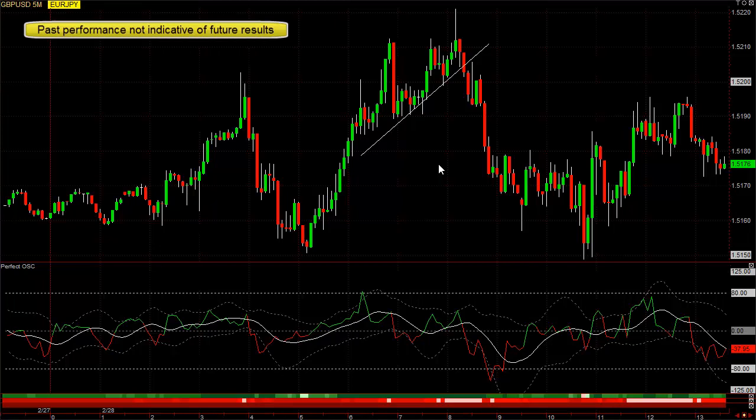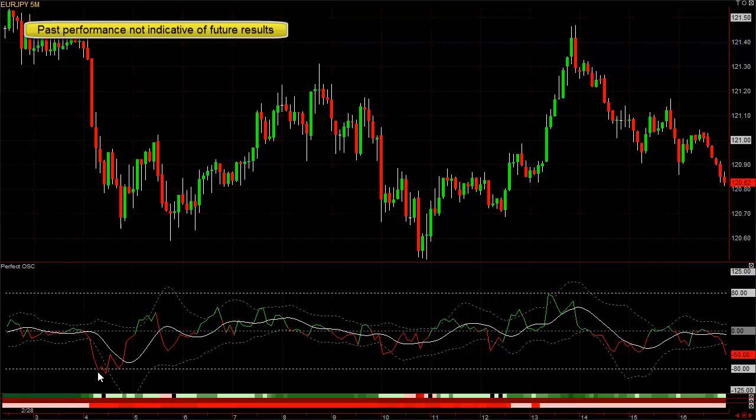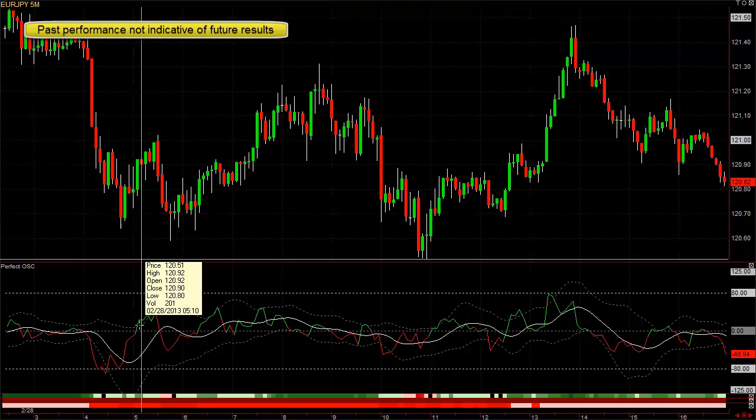Let's take a look at the euro-yen. Here it goes outside the bands. It also hits the minus 80 level, which is telling you it's kind of oversold, but it's likely to make another wave down. And guess what? It comes up to the upper bands right here.